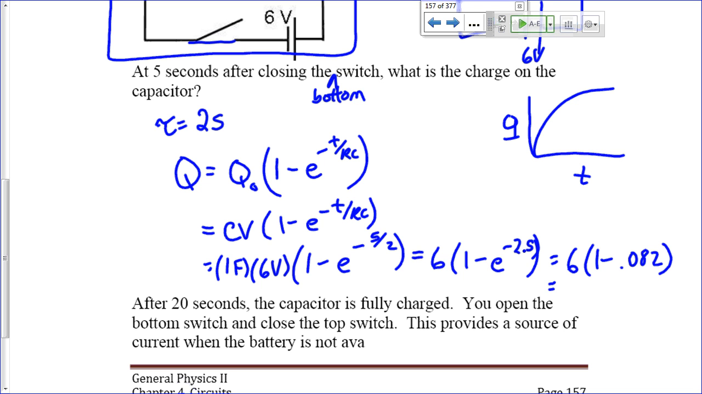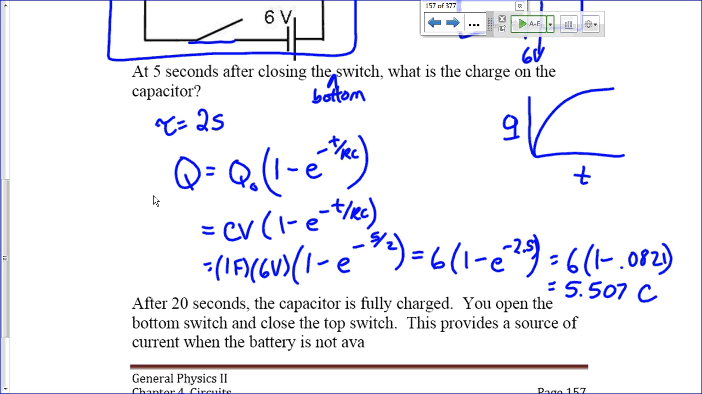Make sure you can do this. You probably don't use your exponential that often. 0.0821. That's what I got: 5.507, or you could just call it 5.5 coulombs. All right. Everybody got that okay? Do you feel comfortable doing that type of calculation? You don't have to do it by hand, but you'll have the equations. You just have to know what to apply and how to apply them.